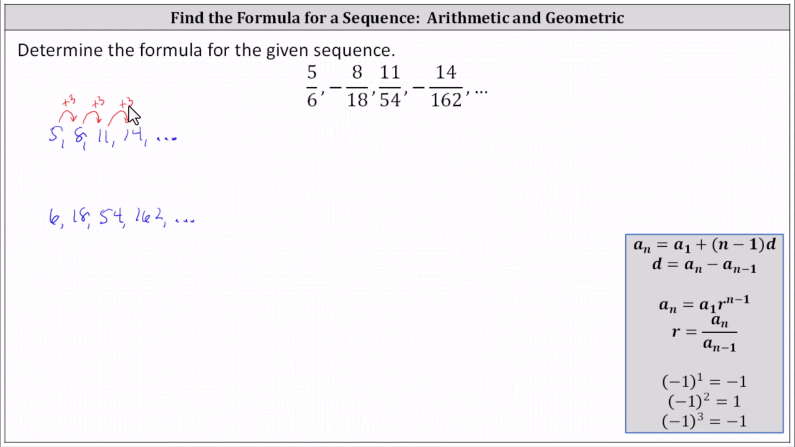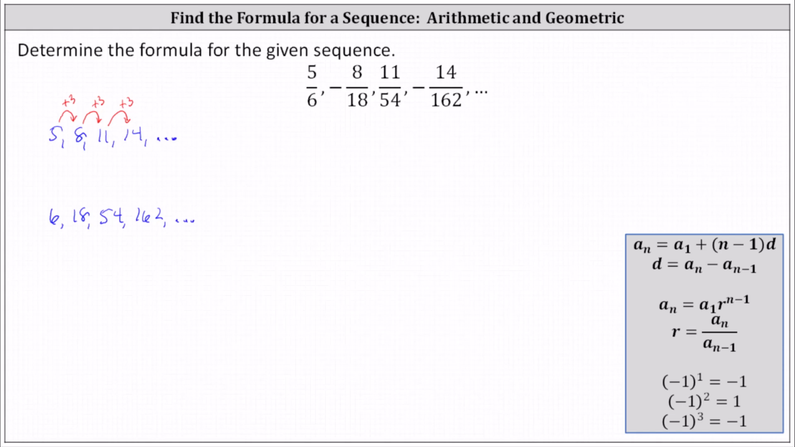Because we have repeated addition, this is an arithmetic sequence where the common difference d is 3. This indicates we can use the formula a sub n equals a sub 1 plus the quantity n minus 1 times d, where a sub 1 is the first term, d is the common difference. To determine the common difference, which we already know is 3, we can take any term in the sequence given by a sub n and subtract the term before it given by a sub n minus 1. Notice 14 minus 11 is 3, 11 minus 8 is 3, and so on.